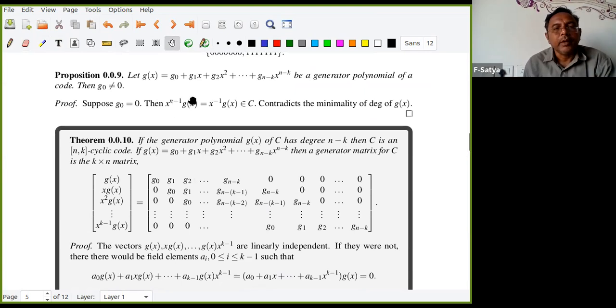So let gx equal to this polynomial, be the generator polynomial of a code. G0 is not equal to 0. First of all, I am proving G0 is not equal to 0. Why? If G0 equals 0, then x power n minus 1 into gx. Right? You know that x power n is what?